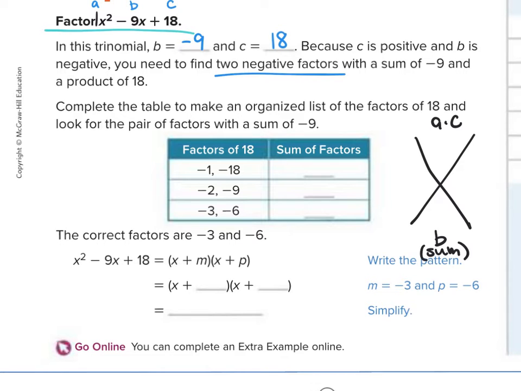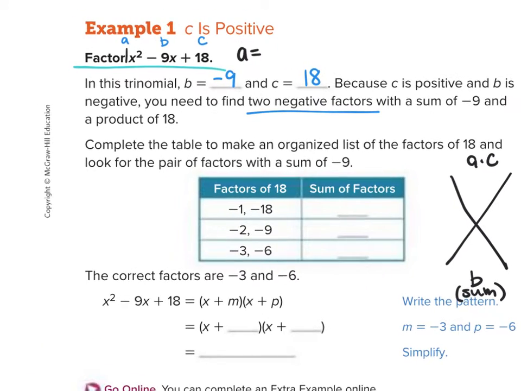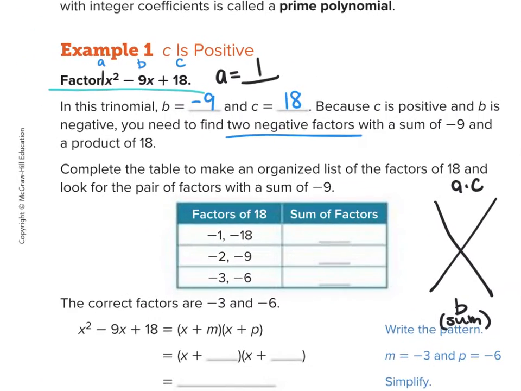Now we're going to fill it in. What was A? If there was nothing there, what did we write for it? 1. Watch closely here. This is what you're going to use for the rest of the unit. If you cannot do this part of it, you will not pass the quiz. So make sure you're clear. This says A times C. What is 1 times 18? 18. So I need a factor of 18 that adds to your B. What number was B? Negative 9.